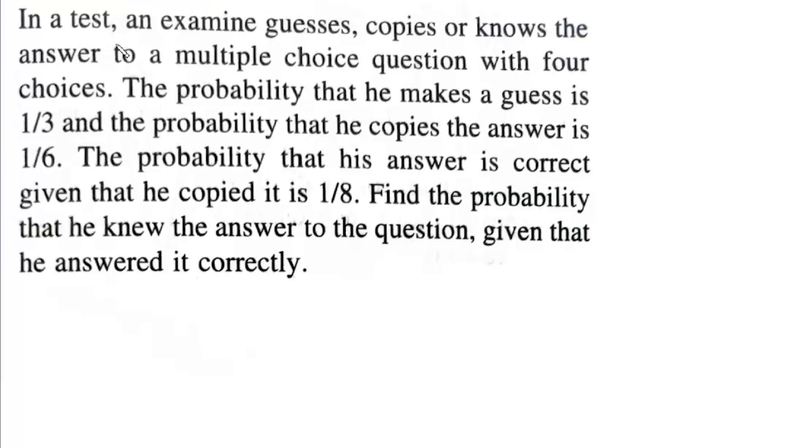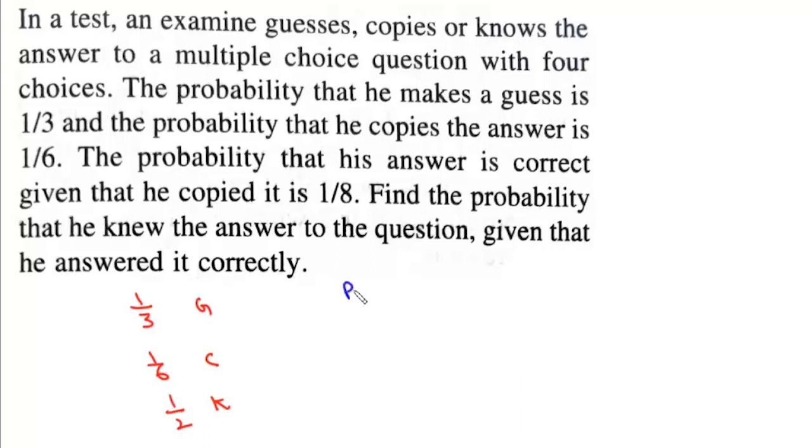Now here the question is, in a test, an examinee either guesses or copies or knows the answer to a multiple choice question with 4 choices. The probability that he makes a guess is 1 by 3. He copies the answer, it is 1 by 6. Now knowing is 1 minus the sum of these two, as these 3 are mutually exclusive and exhaustive. So it will be 1 minus (1 by 3 plus 1 by 6), and that should be 1 by 2.